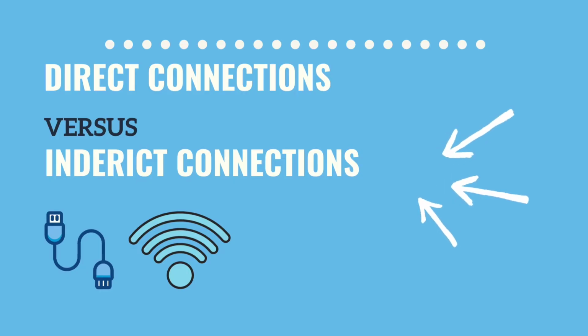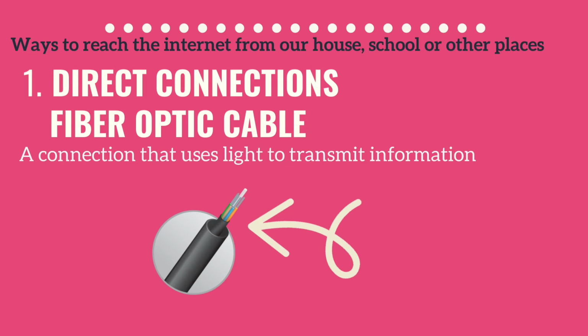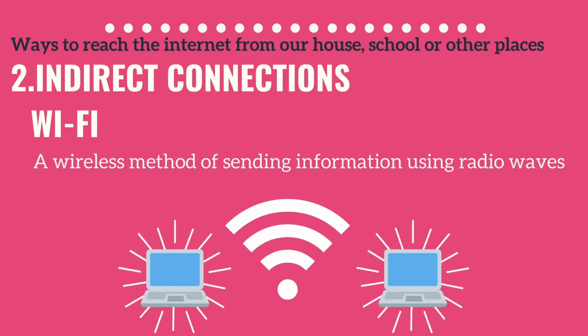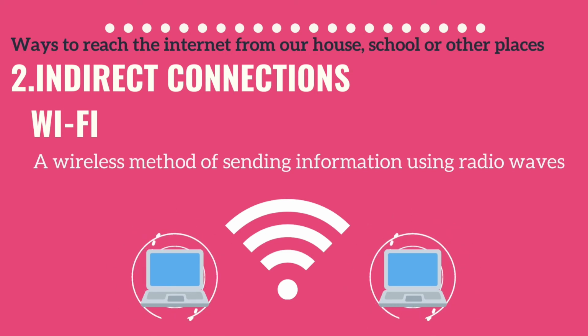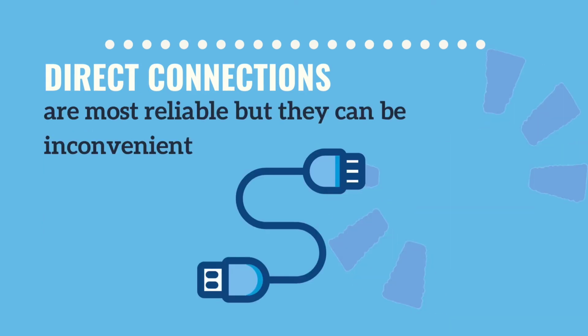There are many ways to reach the internet from your house, school, or place of business. You can connect directly using a cable. That might be DSL cable, or a fiber optic cable, or you can connect using radio waves over the air through Wi-Fi. Direct connections are most reliable, but they can be inconvenient. Can you figure out why? It's because you have to be attached to a cable.